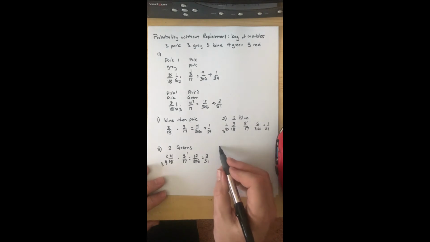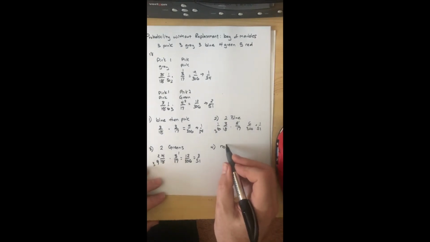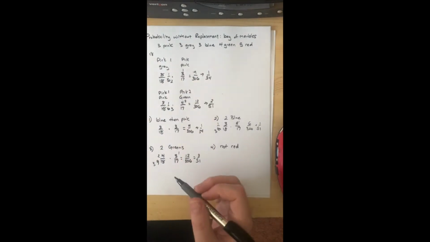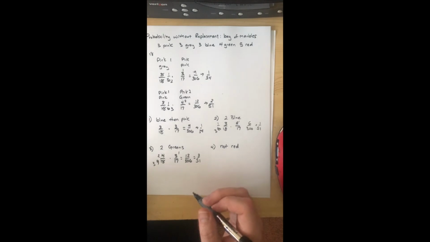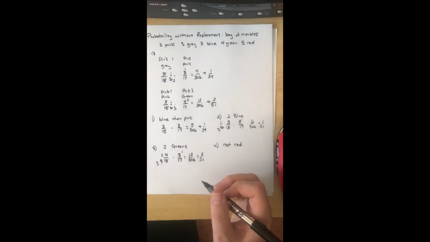All right, number 4. Here we go. What's going to happen if we pick not red? Of course, that means every other color is a possible answer. Pause the video. See if you can figure this out. Do it, and then unpause it, and we'll do it. All right, here we go.